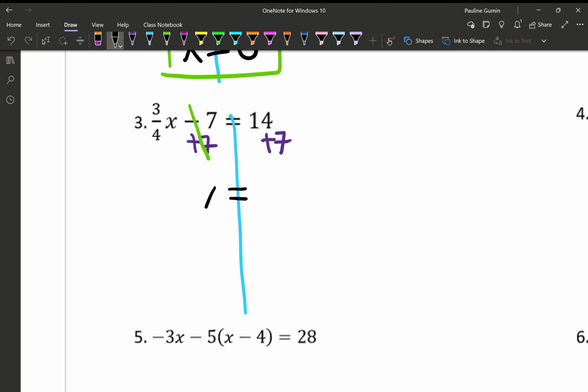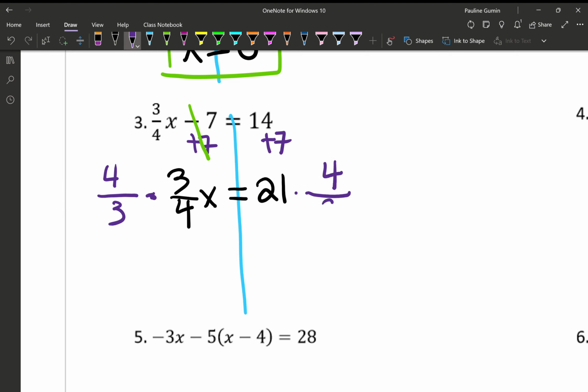On the left, the 7's cancel, and all I have remaining is 3 over 4x. And on the right side, 14 plus 7 is 21. The way we get rid of fractions is we multiply both sides by the fraction flipped upside down.